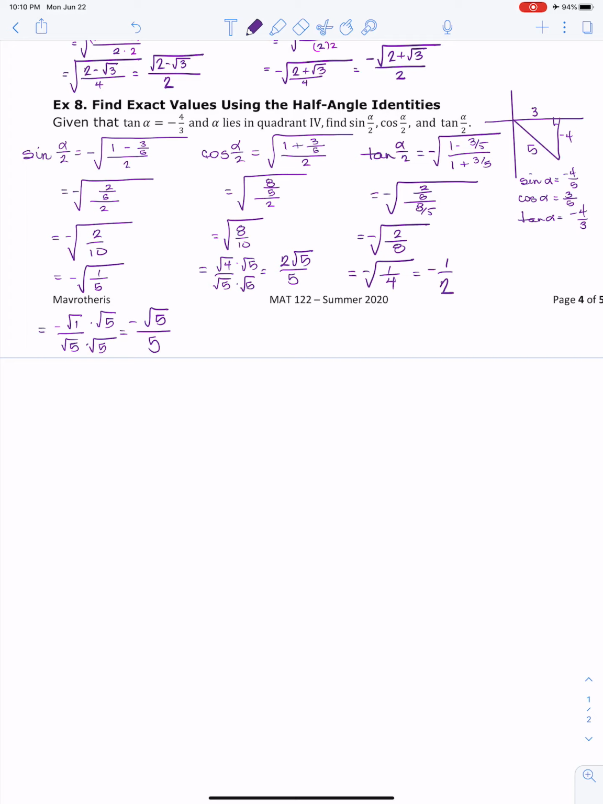Which makes sense because if we compare cosine and sine, if we ignore the signs, the cosine is 2 times what the sine is. So sine over cosine, 1 over 2. That all makes sense. And let us make sure we can find our answers. And there we go, that's page 4.